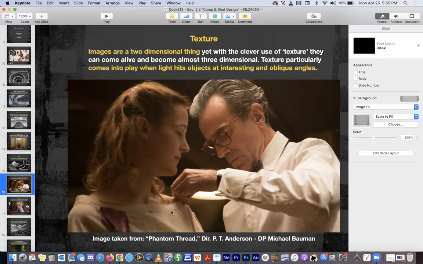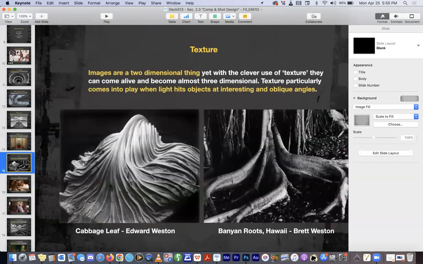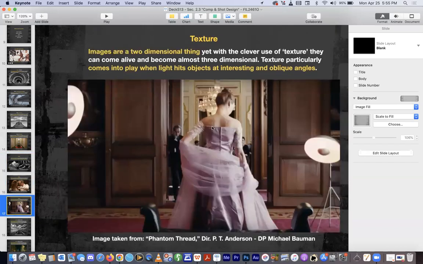broad and bright and low contrast. It had to be very moody and directional, and to some degree hard, and from an angle that would reveal surface texture, like we see in Weston's Cabbage Leaf, and we can see in the folds of a dress, for instance.